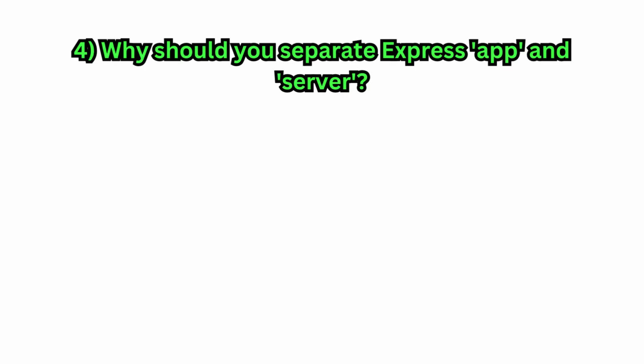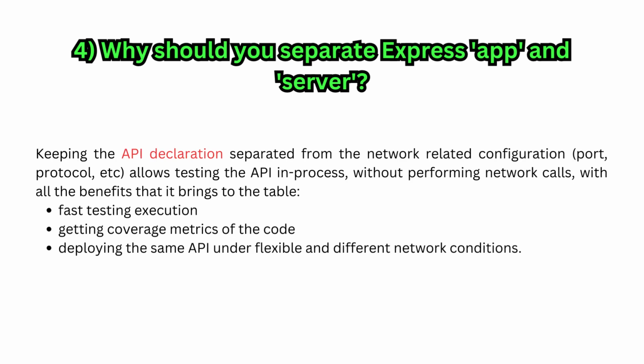Question 4. Why should you separate Express app and server? Keeping the API declaration separated from the network-related configuration, port, protocol, etc., allows testing the API in process, without performing network calls, with all the benefits that it brings to the table: fast testing execution and getting coverage metrics of the code. It also allows deploying the same API under flexible and different network conditions.